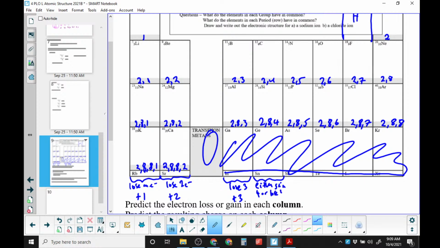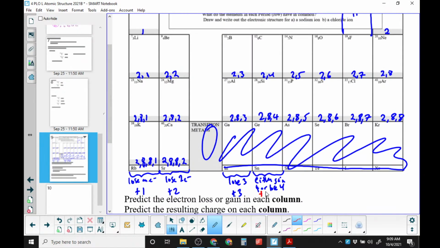Either gain 4 or lose 4, which means that its charge is plus or minus 4. We can go either way. Carbon has either ability, as does silicon. Part of what plays into the properties of an organic molecule and all of organic chemistry.